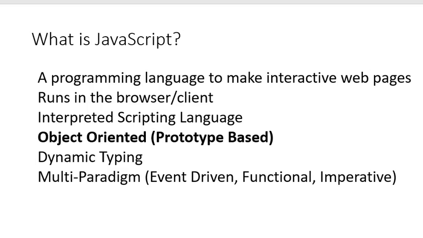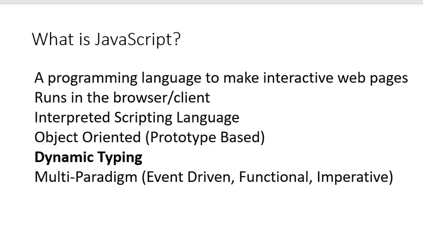JavaScript is a prototype-based object-oriented programming language. It means you don't have to create classes and instantiate objects from them. You simply create objects and add properties or methods to them, or simply extend the existing objects. This is called prototype-based object-oriented programming. We will get into this topic later in detail.